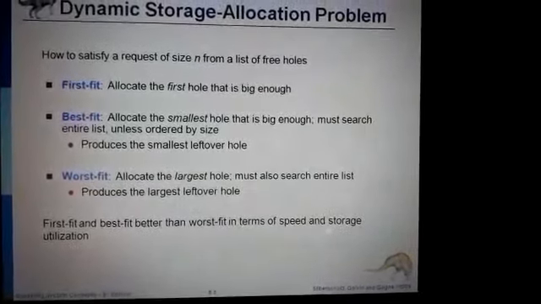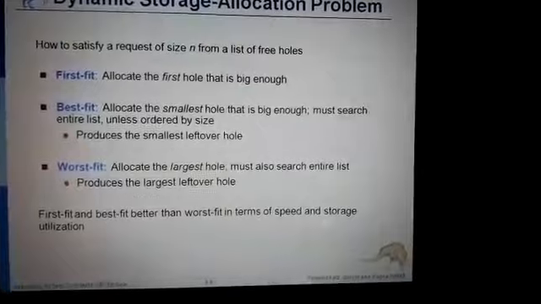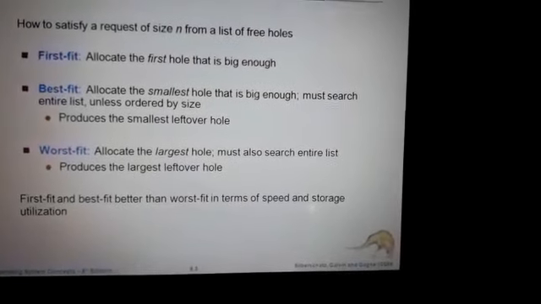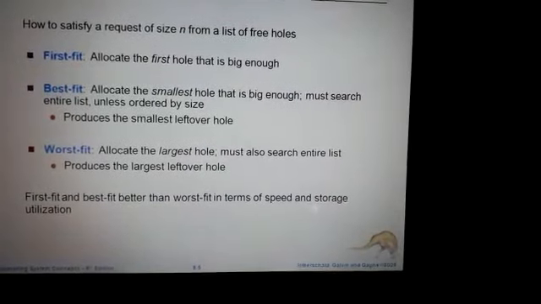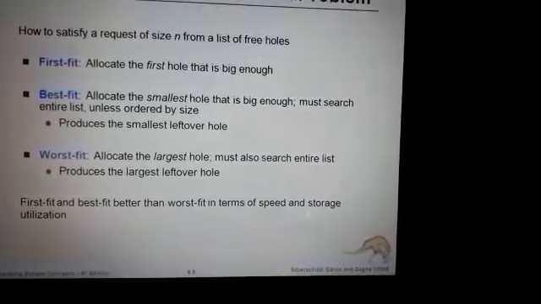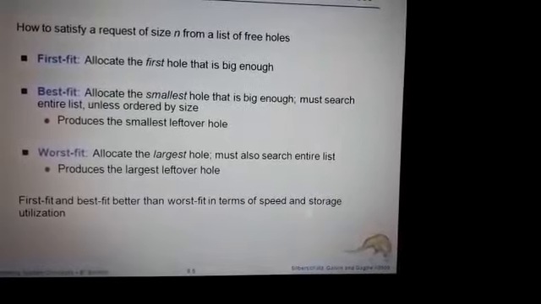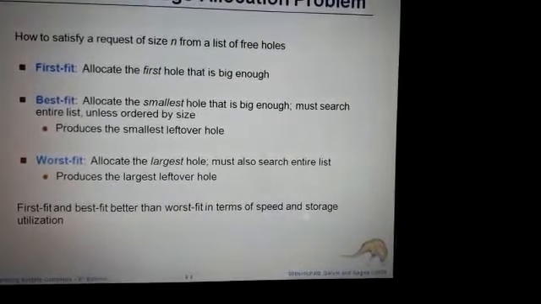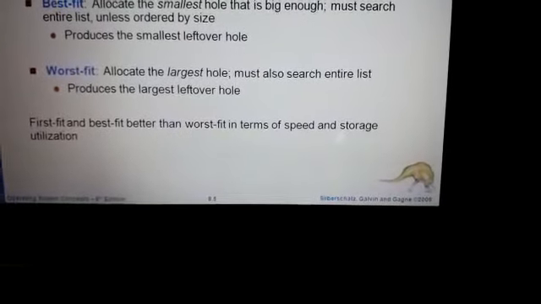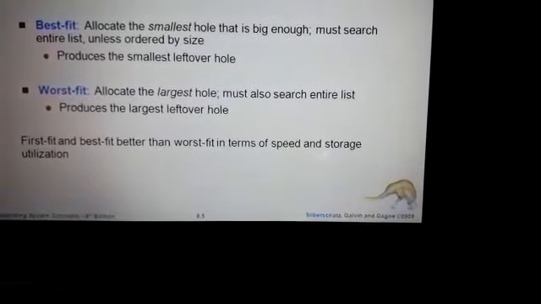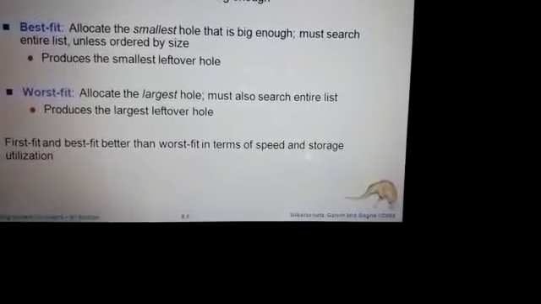So it allocates the smallest hole that is big enough, but there might be a small leftover part of the hole. Worst fit: allocate the largest hole, and it must also search the entire list. In order to allocate the largest hole, the entire memory has to be searched to find the largest hole. It produces the largest leftover. If the process is very small, then the leftover of the hole might be very large. First fit and best fit are better methods when compared to worst fit in terms of speed and storage utilization.